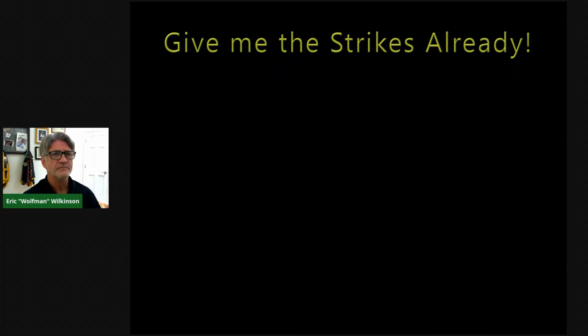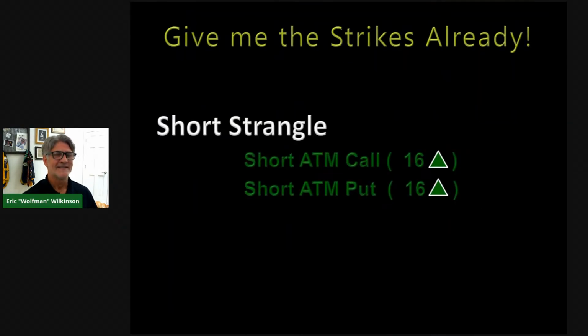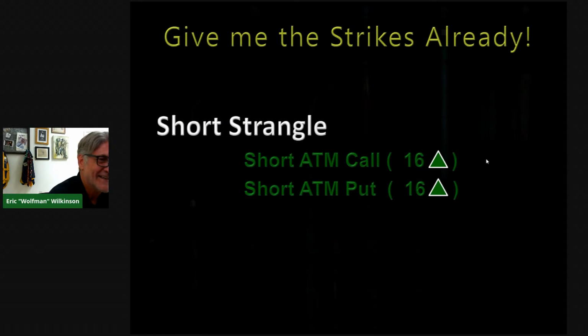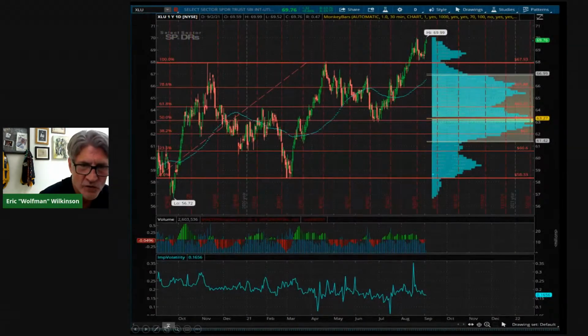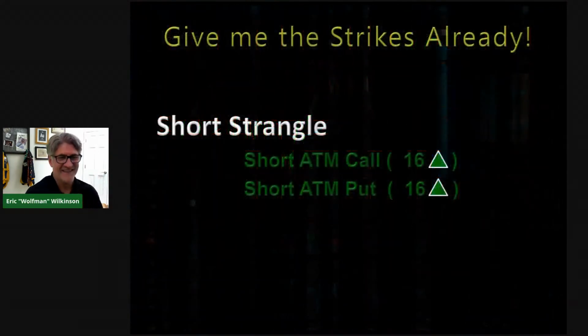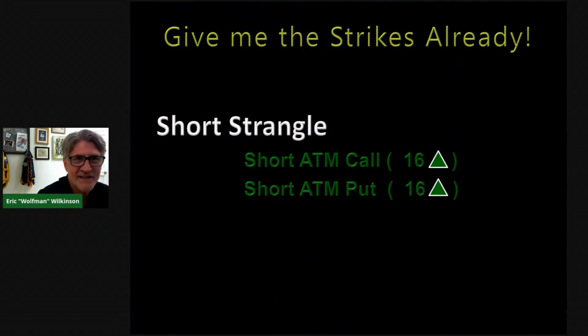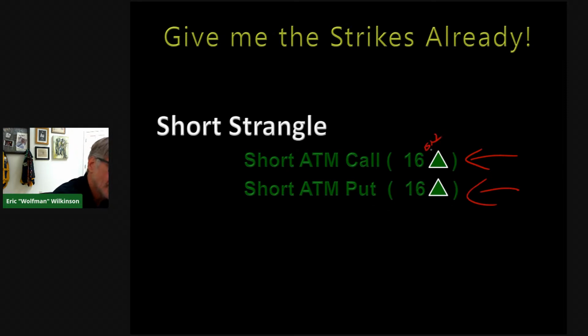All right, now we're on to the strikes. And guess what strikes I'm picking? The 16 delta, that's right. I'm picking the 16 delta so I can switch the slide again. Killing myself. Short strangle. We want to look for the 16-ish delta, all right? That's really where we would like to be.